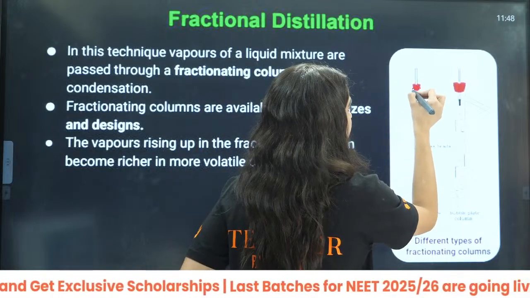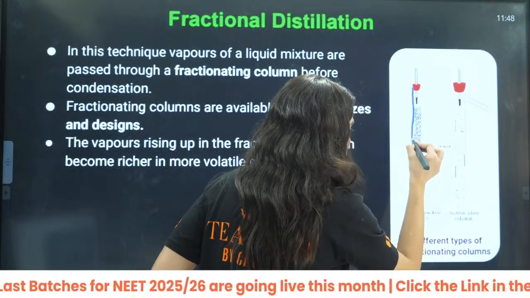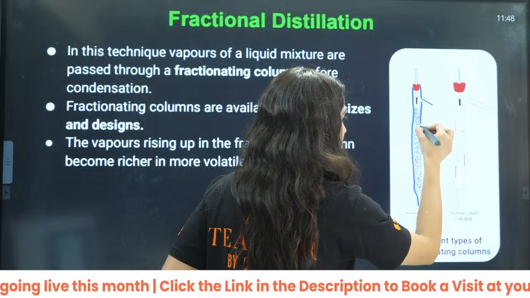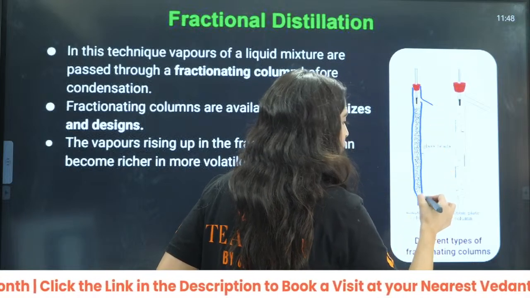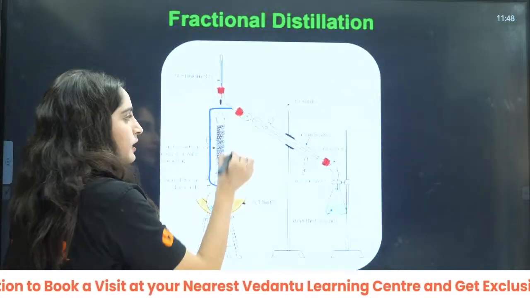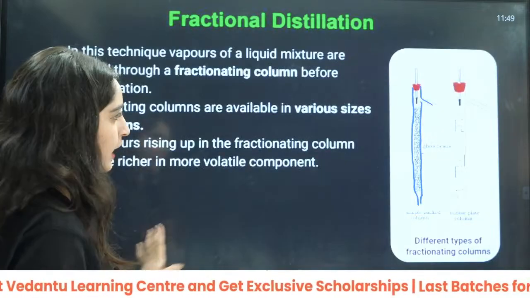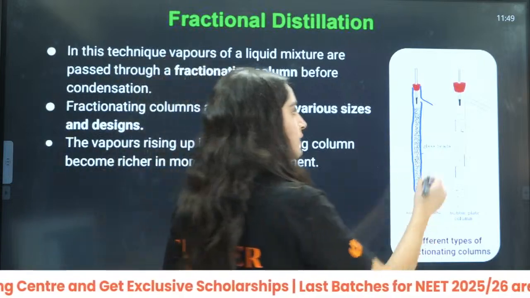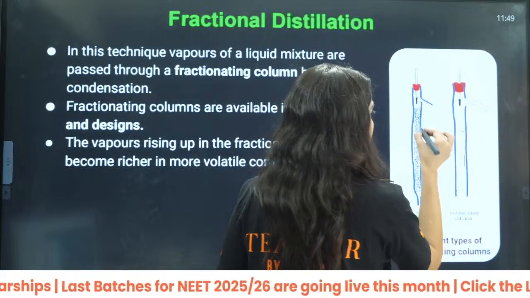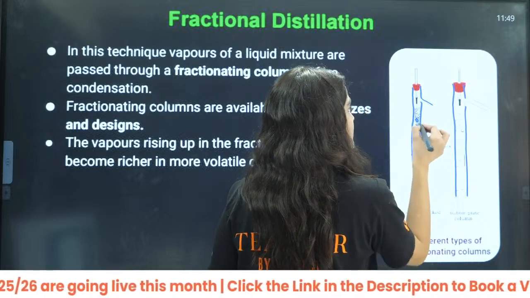Can you see? These are the diagrams from your NCERT itself. This is your round bottom flask. Now I am zooming this particular thing in. This is the upper area of the round bottom flask. Now, I have two things here. If you can observe, there are so many beads here.